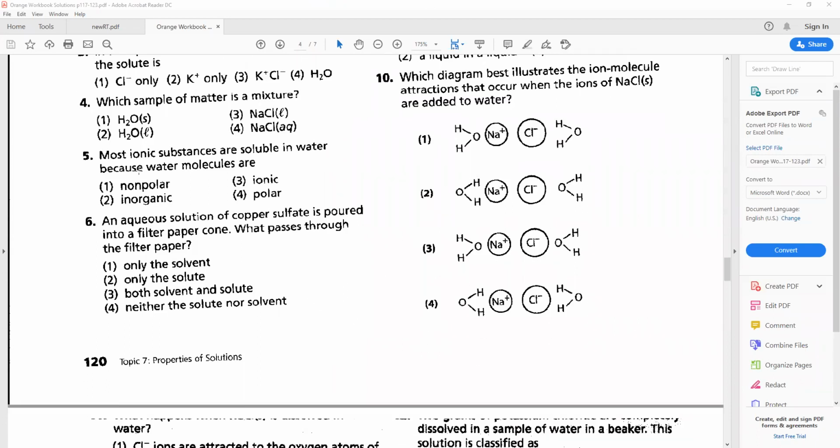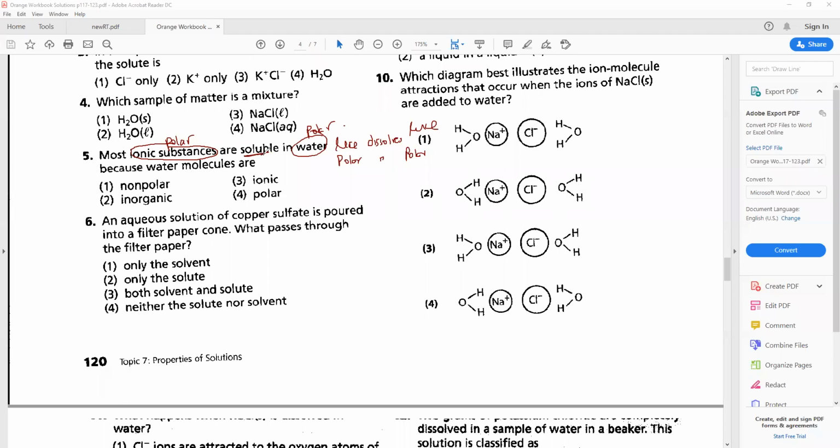Let's go on to number 5. Most ionic substances are soluble in water because, well, like dissolves like. So what does that mean? Polar dissolves polar. Whenever it's ionic, I want you to know that it's a polar compound. We remember that from bonding. Ionic substances are polar. And what do we know water is also? Polar. So most ionic substances are soluble.